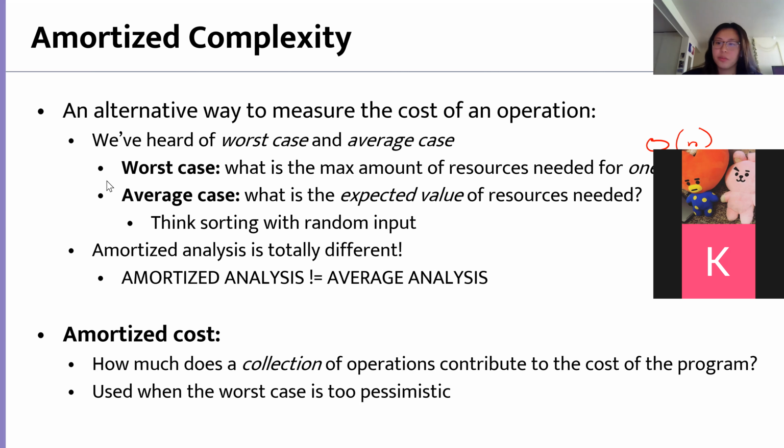So once again, the worst case is something we look at frequently. This is usually our big O notation. And then the average case is kind of like, what is the expected value of resources needed? So if you think about sorting algorithms, a lot of the basic ones are O of N squared. Let me check the chart really quickly.